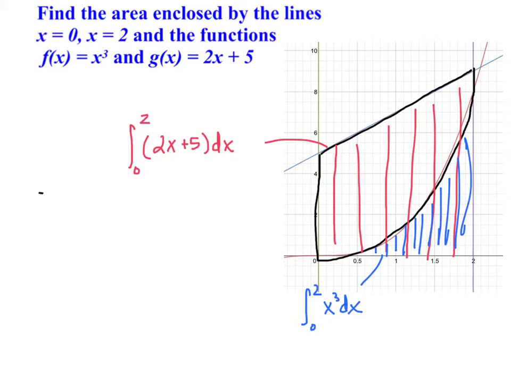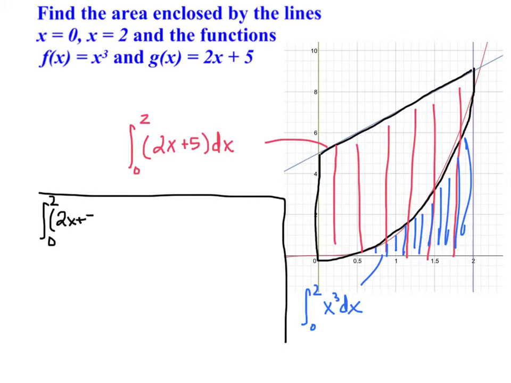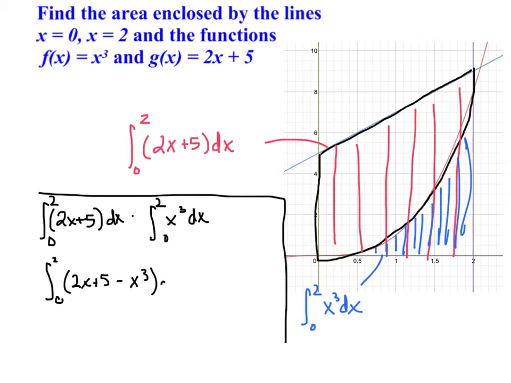Now, one thing that we talked about a week or so ago, when we first started talking about the properties of integrals, was the fact that if I'm subtracting two integrals that have the same bounds, I could combine them to be just one integral and just have 2x plus 5 minus x cubed, which might aid me in having to do a little less work at the end.